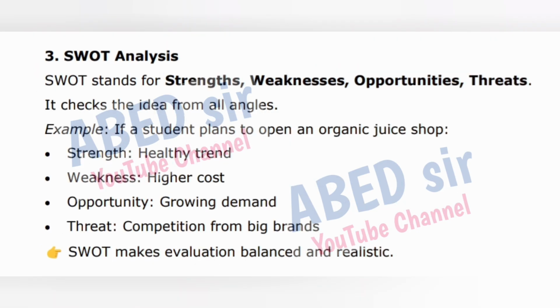3. SWOT analysis. SWOT stands for strengths, weaknesses, opportunities, threats. It checks the idea from all angles. Example: if a student plans to open an organic juice shop. Strength, healthy trend. Weakness, higher cost. Opportunity, growing demand. Threat, competition from big brands. SWOT makes evaluation balanced and realistic.